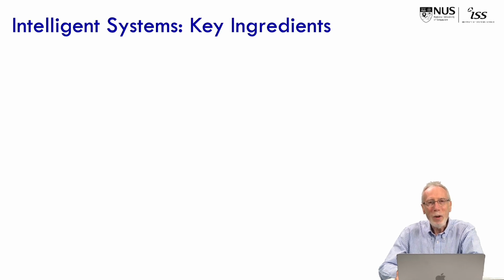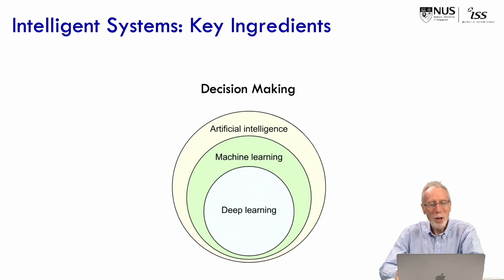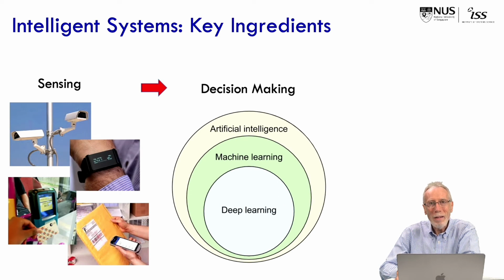So what are the key ingredients of an intelligent system? Of course, we've all heard the terms artificial intelligence, machine learning, and deep learning, and these form the core tools from which we build our intelligent systems. But to build an intelligent system, we need some input. That's where sensing technology and sensing data come in. It's very important, forming the inputs, whether from cameras in the streets or wearables on our wrist or any of the other sensors spread around the city.